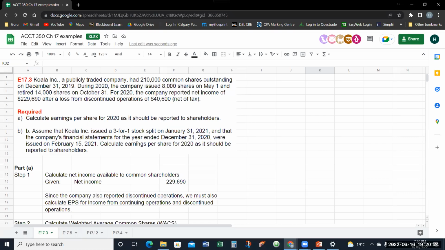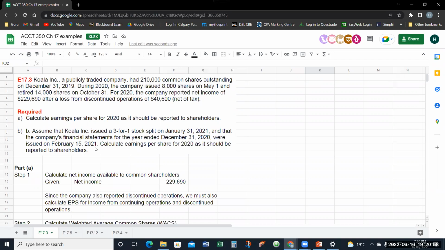The company's financial statements for the year ended December 31st, 2020 were issued on February 15th, 2021. So these financial statements were finalized on February 15th, right? They were issued on February 15th. The stock split occurred on January 31st. So this stock split occurred between the financial year end and the date on which the financial statements were issued. That period is referred to as an adjustment period.